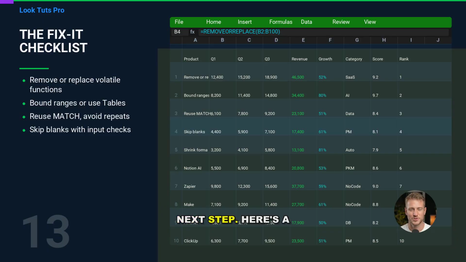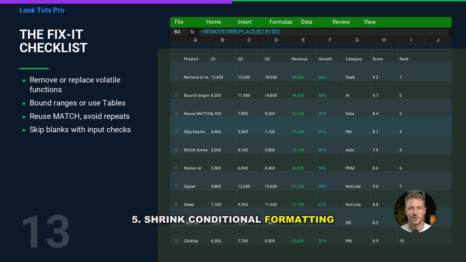Next step. Here's a practical checklist you can run through whenever Excel freezes around lookups. 1. Search for volatile functions like INDIRECT and OFFSET. 2. Replace full column references with bounded ranges or tables. 3. Reduce repeated lookups by reusing a single match result. 4. Stop running lookups on blank rows by adding simple input checks. 5. Shrink conditional formatting and validation ranges to the used area. 6. Test in manual calculation mode to confirm what change actually helped.